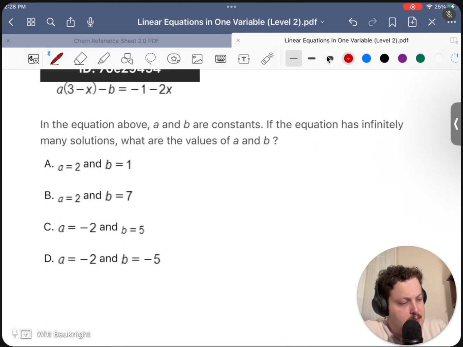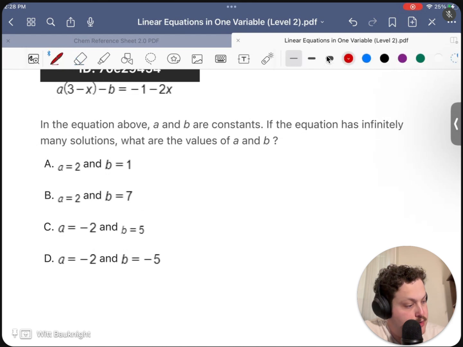In the equation above, A and B are constants. The equation has infinitely many solutions. What are the values of A and B? Okay. So here's the only source of x's on the left side. We want the left side to also equal -1 minus 2x, right? So A has to be 2. That's the only way we're going to get 2x on this side.